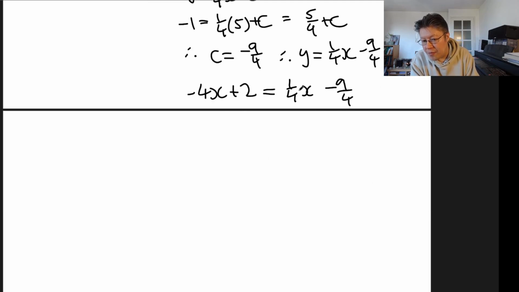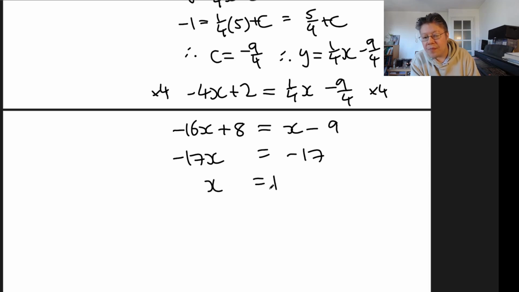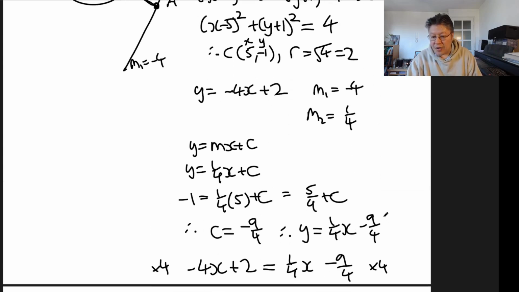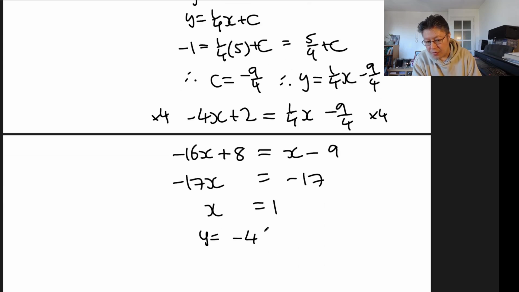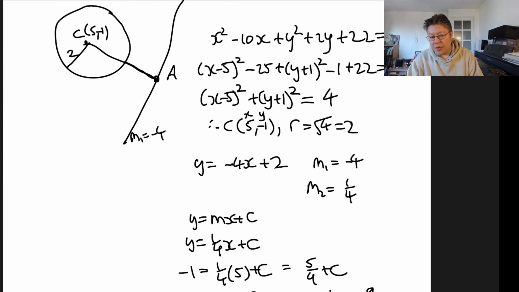We can multiply everything by 4. So we'll times both sides by 4. So on the left we get minus 16x plus 8 equals, and this becomes an x, and that becomes a 9. So let's minus off the x and minus the 8 over, it's minus 17. And now we can divide by minus 17, we get x equals 1. And now we have a choice, we can sub 1 into either the original equation or the perpendicular one. We'll sub into this one. So y will equal minus 4x plus 2. And that's minus 2. So we have a coordinate now, (1, -2). And that's the coordinate of A.